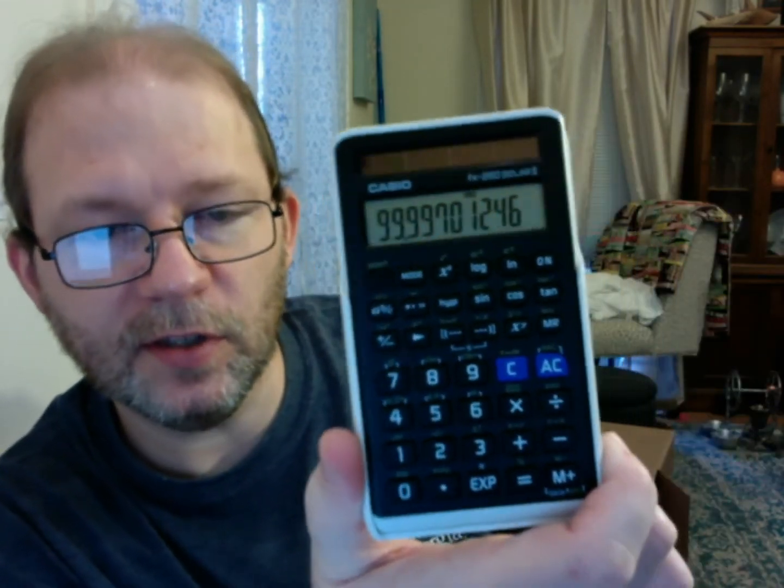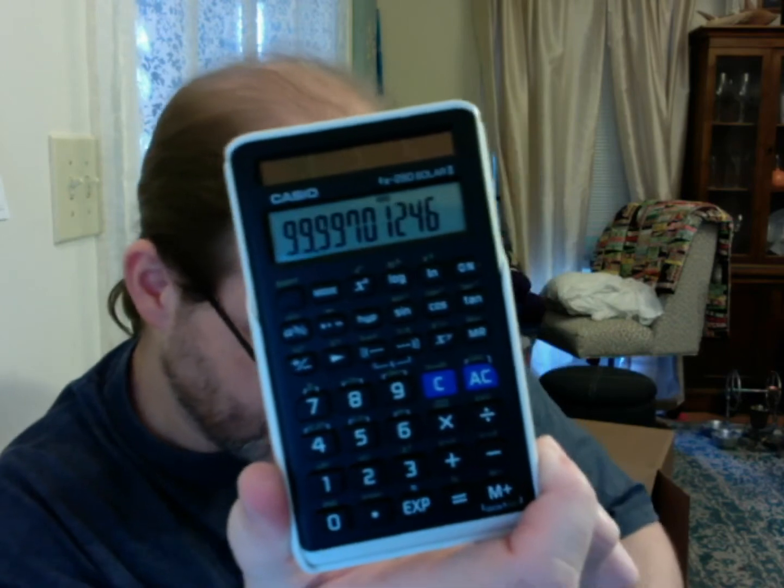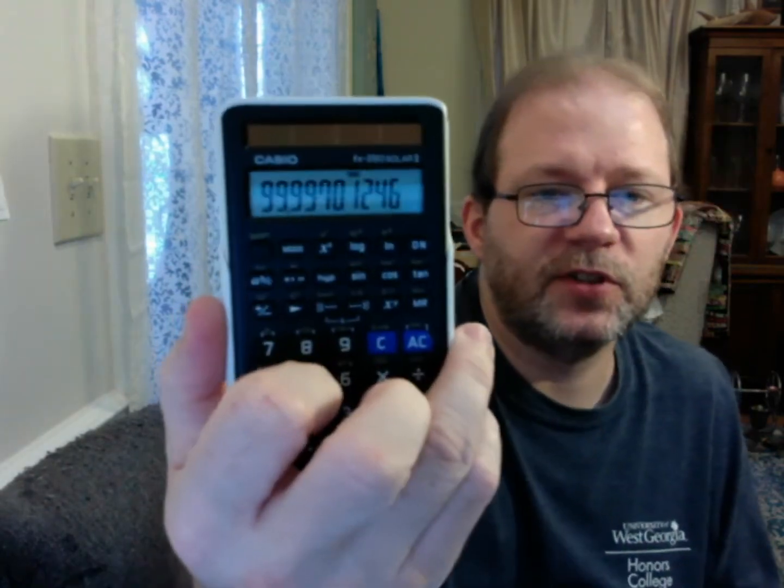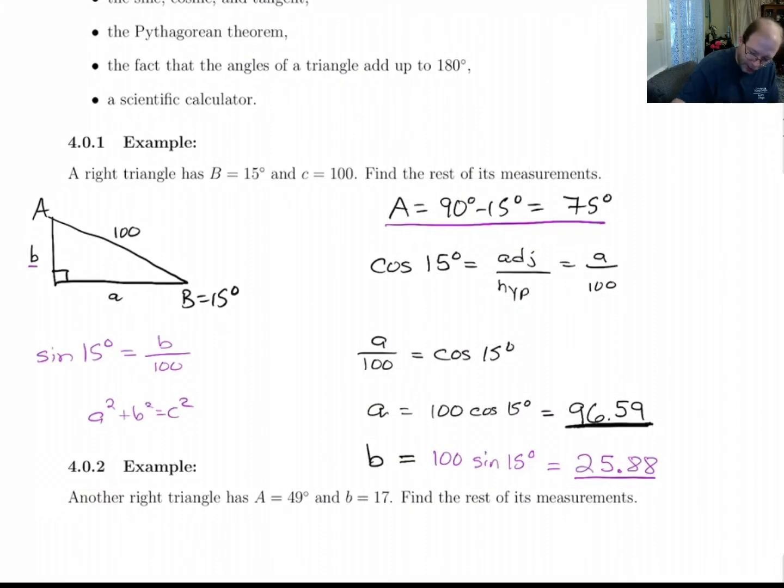So this is the hypotenuse, and the hypotenuse on the problem said 100. So yeah, that's a good check that this is correct. This is of course off a little bit because I rounded those sides. All right, let's do another problem.